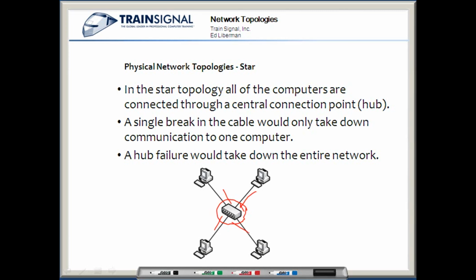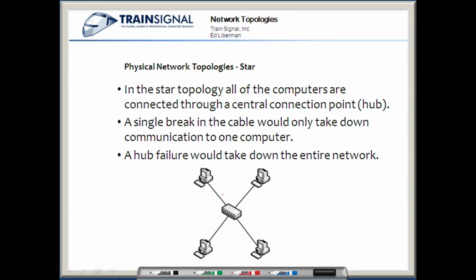Now, one big difference between the star topology and the bus topology is a single break in a cable. If this cable were to have a break in it right here, it would only take down communications with the one computer. The remaining computers, the remaining network, would still be able to communicate.